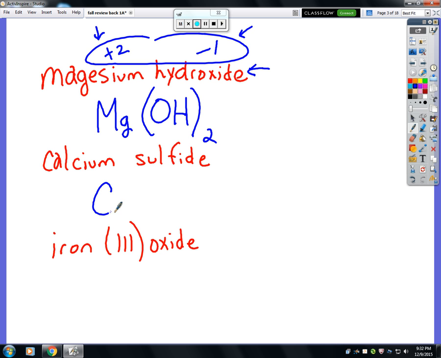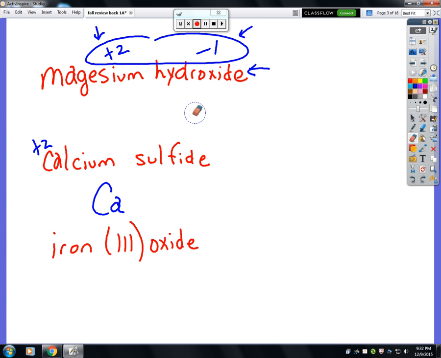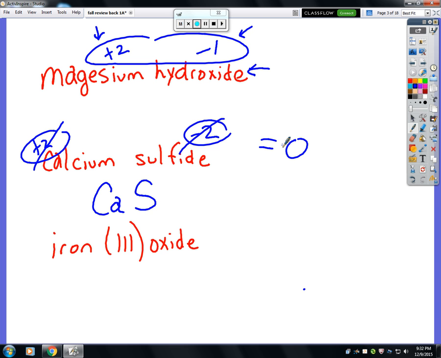Calcium is a metal. So therefore I'm going to write calcium here. Calcium's charged +2. Sulfide on the periodic table has a charge of -2. So calcium and sulfur come together to make calcium sulfide, and that is balanced by itself because the +2 cancels out the -2 for a charge of 0 since it's a compound.